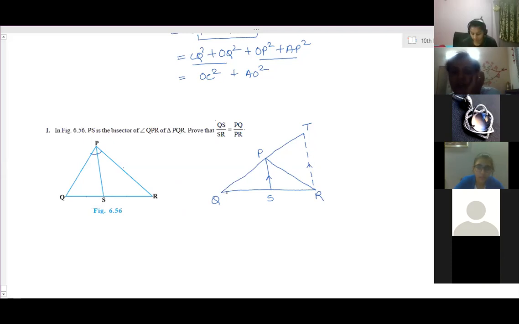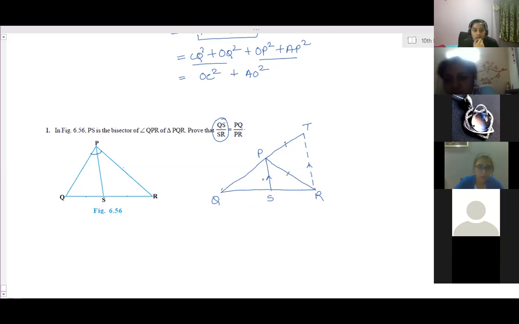Yes, similar, but we don't need similarity because we need the QS by SR value. We can use BPT, because here we need the ratio QS by SR, not QS by QR. So QS by SR is equal to QP by PT. But what we need is QP by PR.